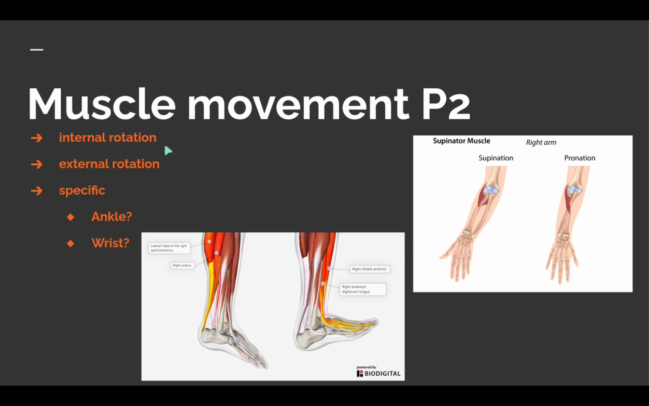Internal rotation in the shoulder, specifically the muscles subscapularis and the anterior deltoid perform this, as well as, again, in external rotation, the shoulder again, the teres minor and the infraspinatus perform this.